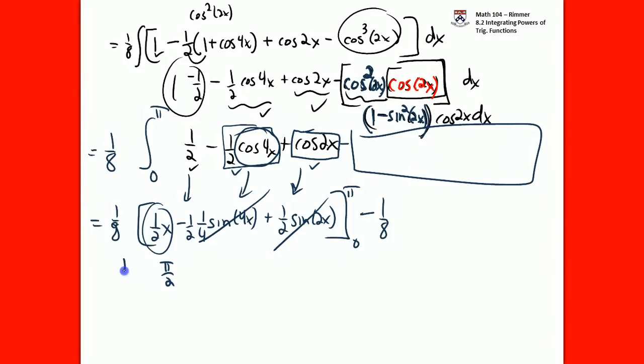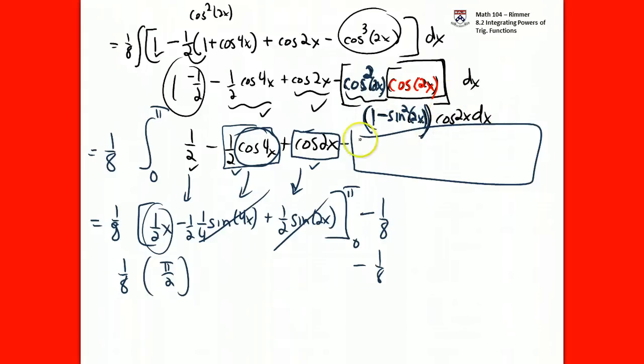Okay? There's still this 1/8 out here. And there's going to be a 1/8 over here on this guy when we do our little u sub. But that's going to zero out too. Not as obvious to see though. Let's work that one out.